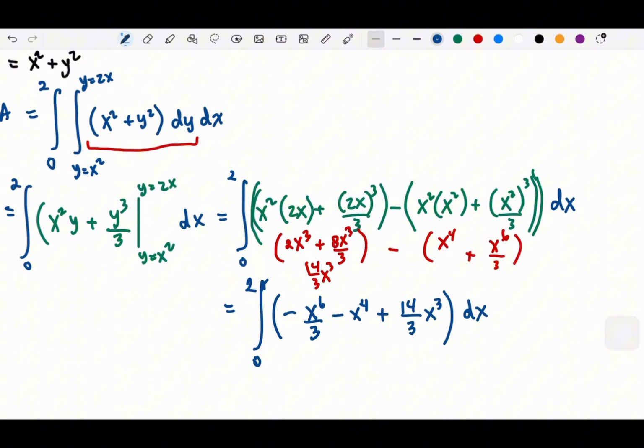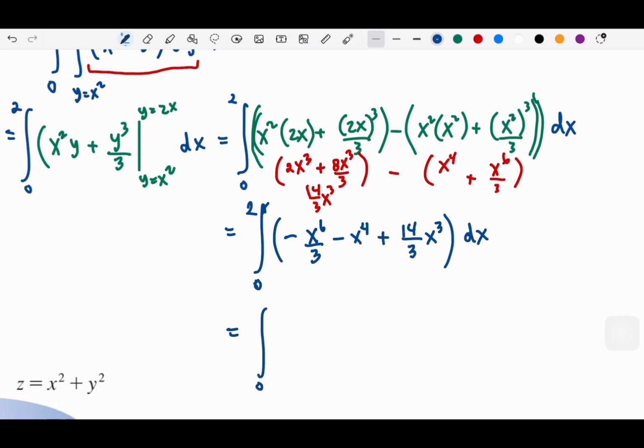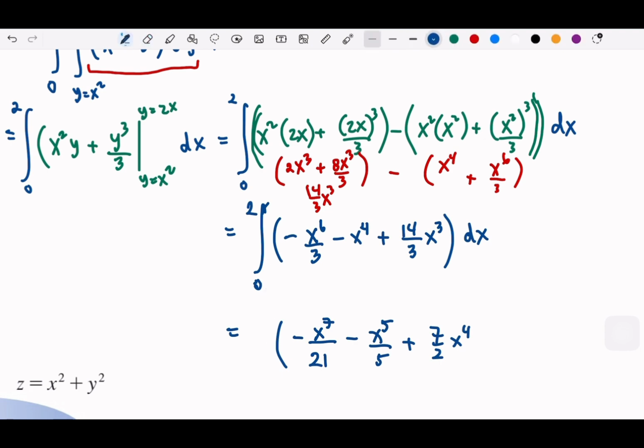Integrate once more. So this will be negative x to the power of 7 over 21. This will be x to the power of 5 over 5 plus this will be over 12, right? Or 7 over 2 x to the power of 4. And then plug in 0 and 2.